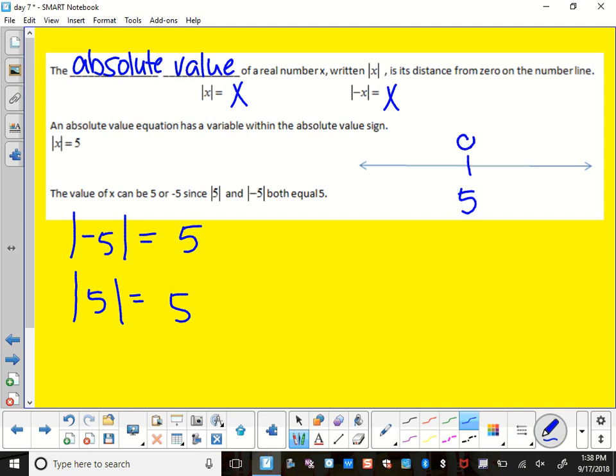On your number line, the way you graph absolute value is a solid dot. There are no arrows to go left and right. No arrows.